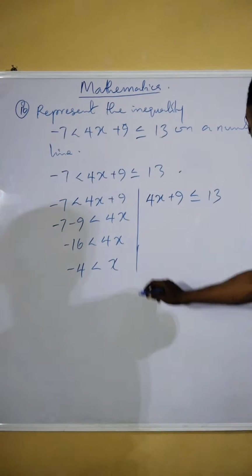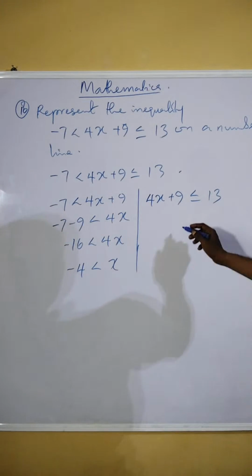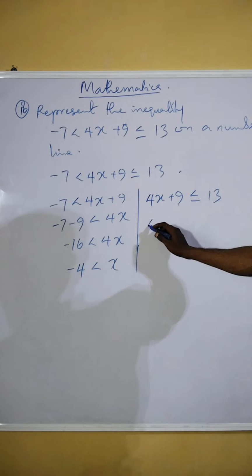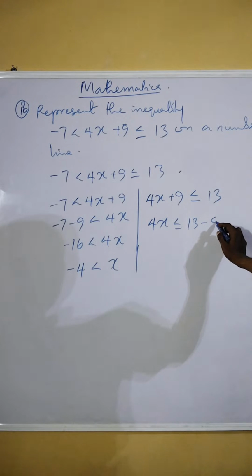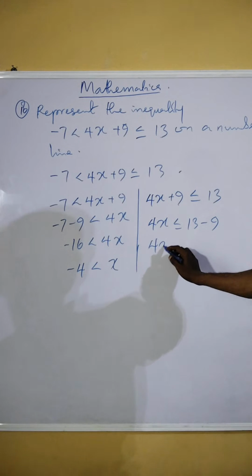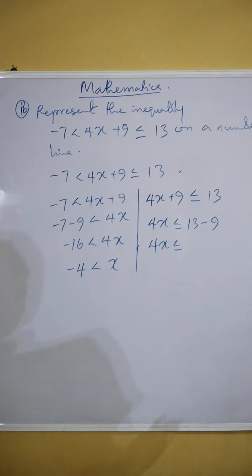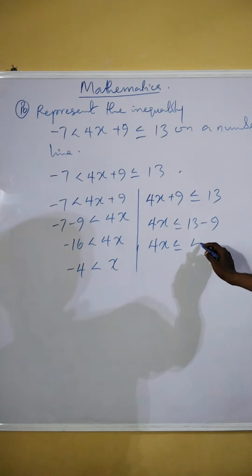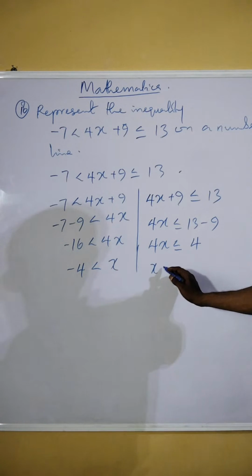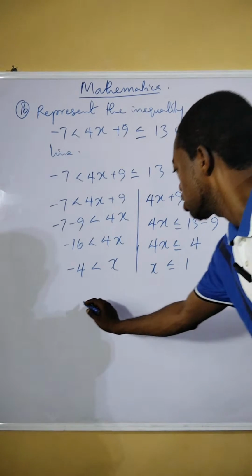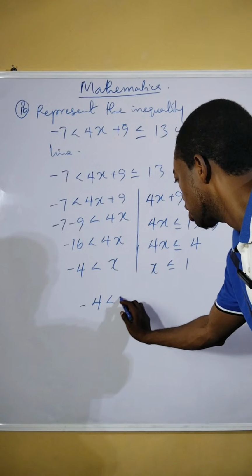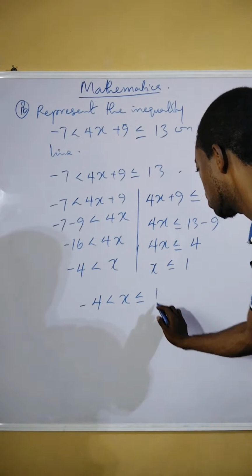Now solving on this side as well, you can take 9 to this side. So we have 4x less than or equal to 13 minus 9. So 13 minus 9, we have 4. So divide both sides by 4. x less than or equal to 1. So when we match this together, it means -4 less than x less than or equal to 1.